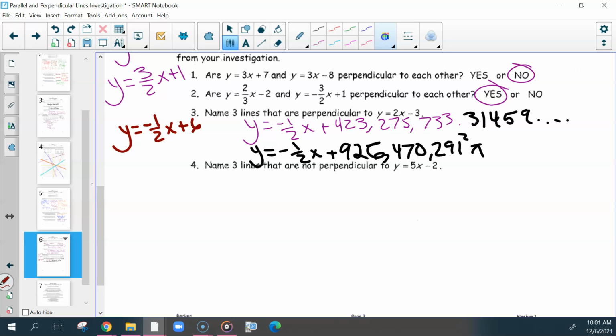Okay. Really quickly, give me two that are not perpendicular. Anything with y equaling 5x, just anything. Pick your y and do that. It doesn't matter. Just literally just 3, anything.